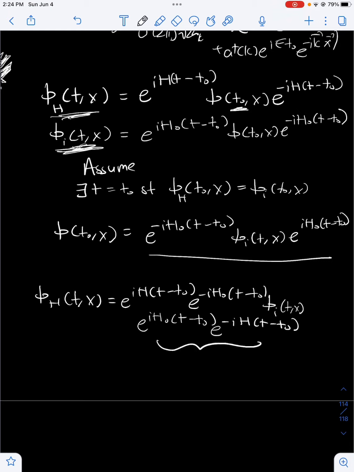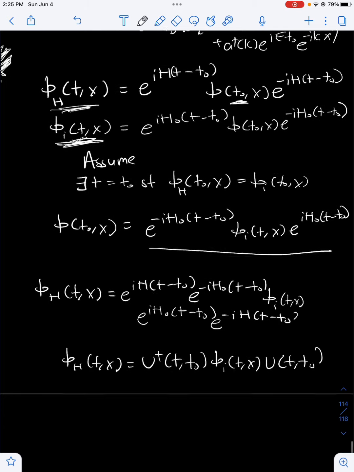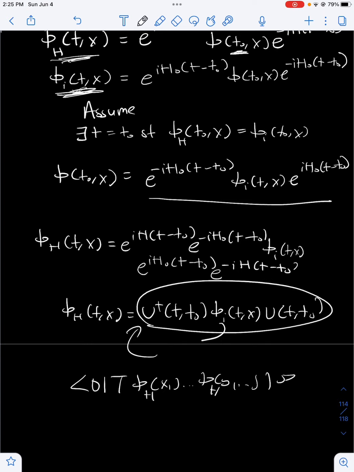Now we define this as U of t naught. We define this over here as U conjugate t naught, which means that we can write out the Heisenberg picture quantum field equals U conjugate t naught phi I t x U of t naught. This is our endpoint correlator where we have phi of x1, y1, whatever. These were all in the Heisenberg picture, right? We can just use this equation to get the free field inside of this expression over here.